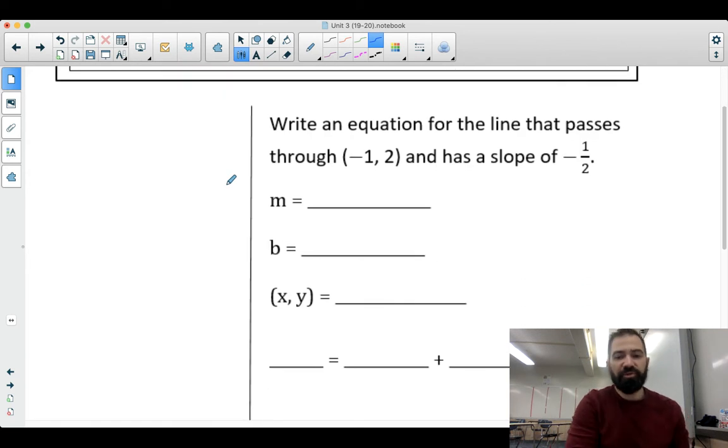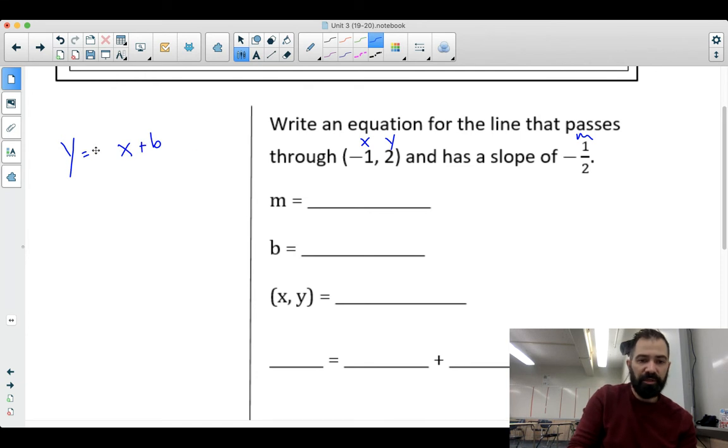We want to write an equation for a line that passes through the point (-1, 2) and has a slope of -1/2. If I was to write my equation, I need y equals mx plus b. We already know our m, so it's -1/2. We need a b still. That's what we're going to find out.